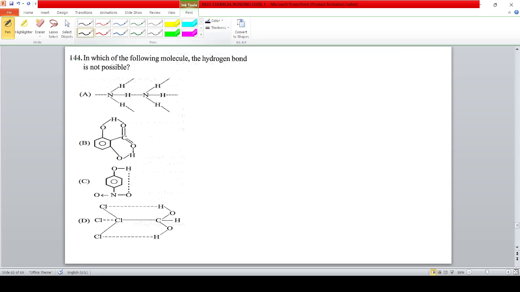144. In which molecule is the hydrogen bond not possible? This is structure 1, ammonia. This lone pair of nitrogen definitely will form hydrogen bond with hydrogen. COO minus is forming hydrogen bond with this OH group and this OH group. Ortho group and para group forming hydrogen bond? No, this is the answer. A group in ortho position and para position can never form hydrogen bond with each other because of distance.